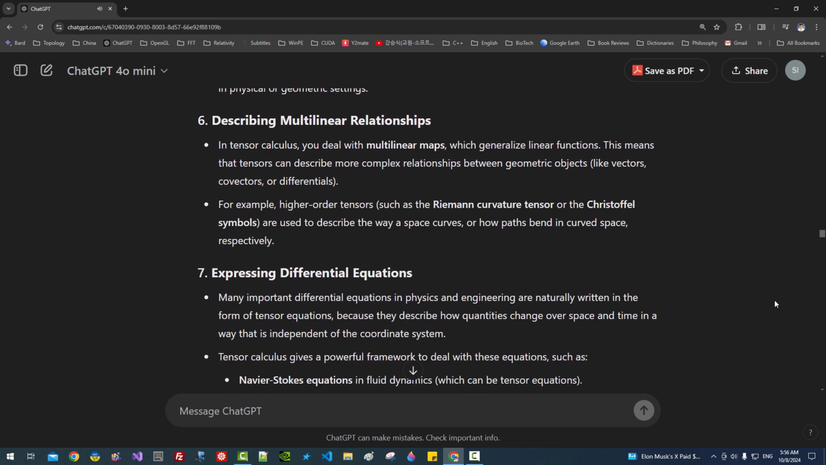6. Describing multilinear relationships. In tensor calculus, you deal with multilinear maps, which generalize linear functions. This means that tensors can describe more complex relationships between geometric objects, like vectors, covectors, or differentials. For example, higher-order tensors, such as the Riemann curvature tensor or the Christoffel symbols, are used to describe the way a space curves or how paths bend in curved space, respectively.